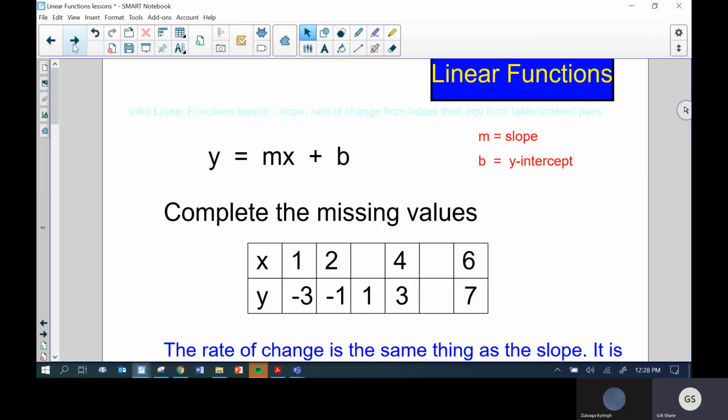I'll give you another minute. It shouldn't take long to create that table. Doesn't have to be perfect as long as you have all of the numbers on there.